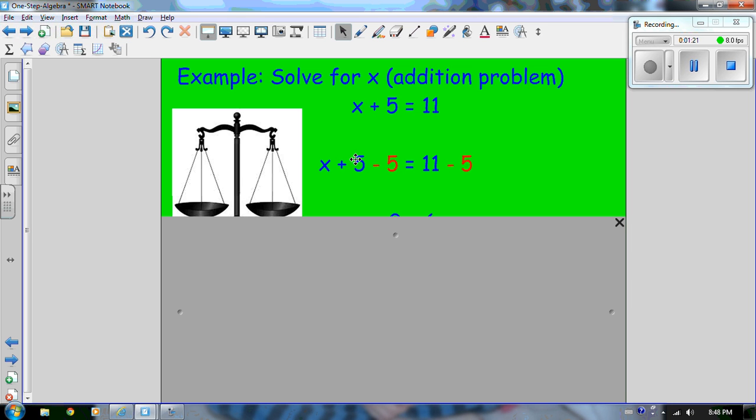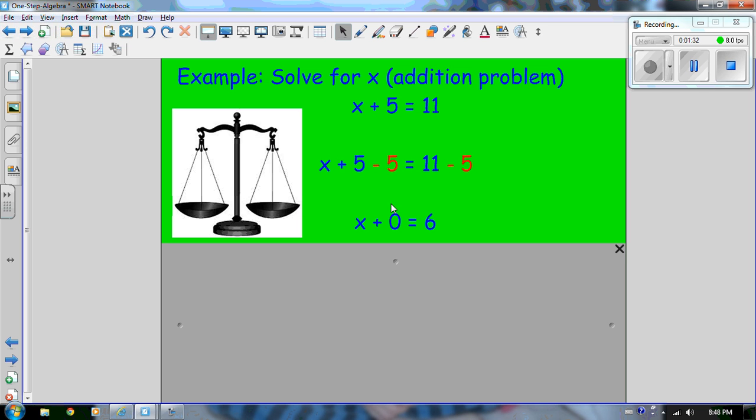And to get rid of it, I need to find its arch enemy, which is the negative 5. What's the consequence of saying 5 minus 5? Well, it will give me a 0. But again, if I do this to the left side, I must do the same thing to the right side in order to keep these scales balanced.